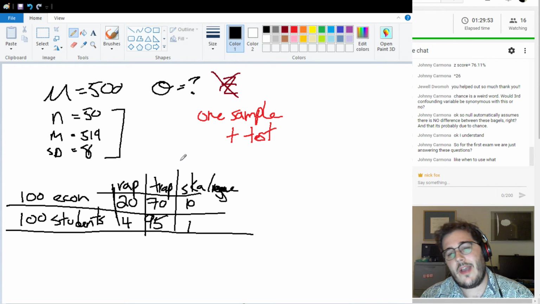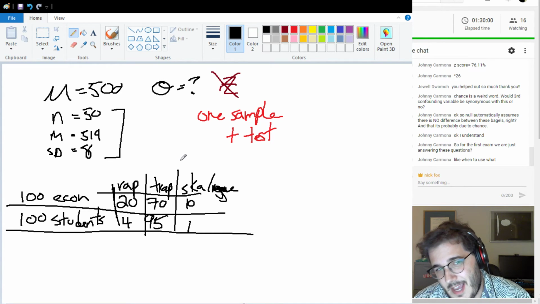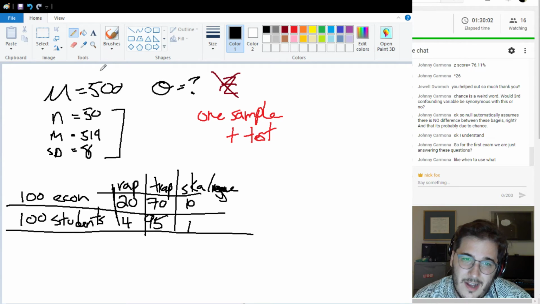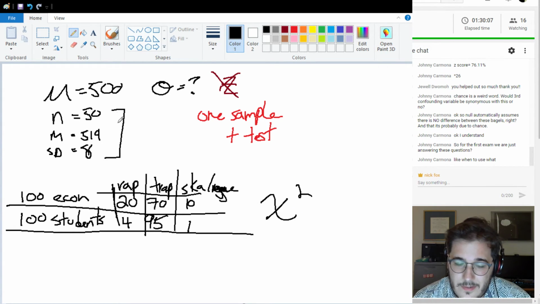So here it's like, oh, okay, I have counts of people. I have different numbers of groups. I'm going to use a chi-square. I can't use t-test, can't use z-test, can't use an independent samples t-test, so I must have to use a chi-square, which is what we did today in recitation.